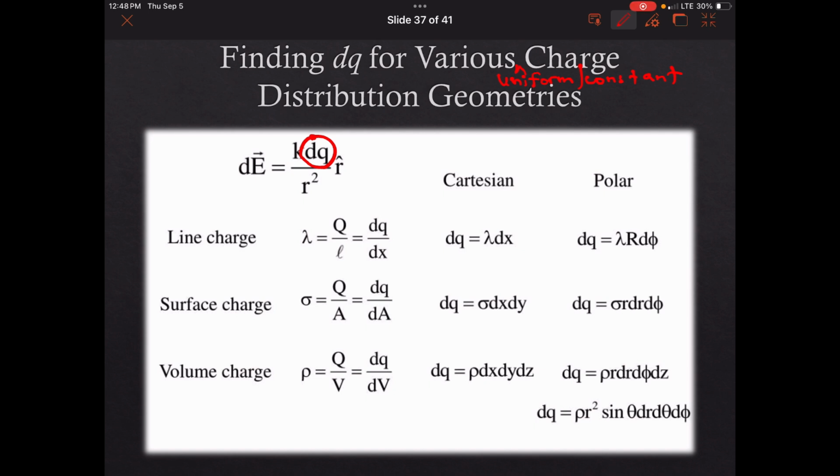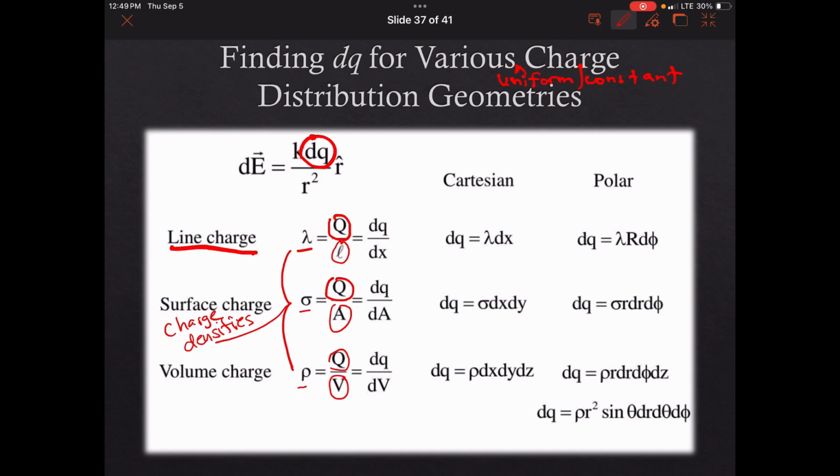Well, what I mean is that the ratio of charge to length, or charge to area if it's a two-dimensional object, or charge to volume, is constant. These are charge densities right here. In the case of a line charge, the charge is distributed over one dimension, in a straight line. So the charge density is just the total charge divided by the length, in units of charge per unit length.